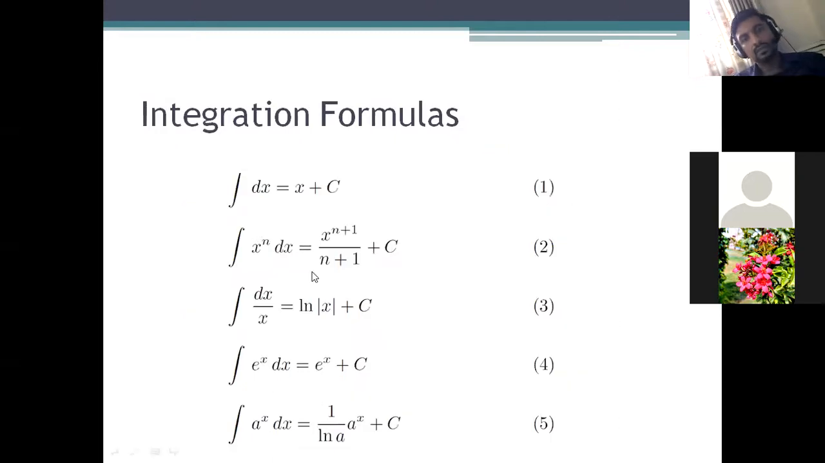Right, so then comes the integration formula. In the integration you will have the integration of dx, which would be x, right? Then the integration of x raised to n is x raised to n plus 1 divided by n plus 1. Then the integration of dx by x is log of x. Then e raised to x dx is e raised to x, right? So these are all integration formulae.